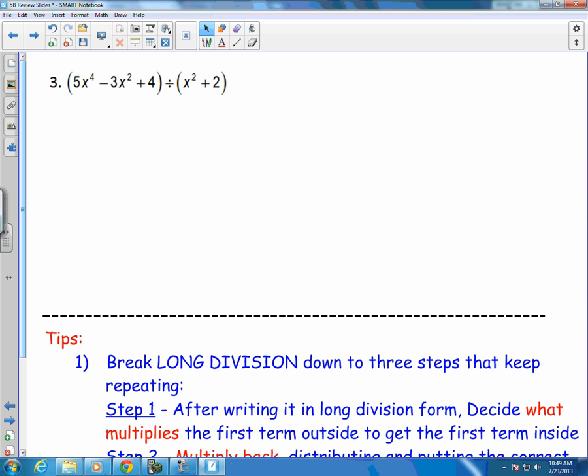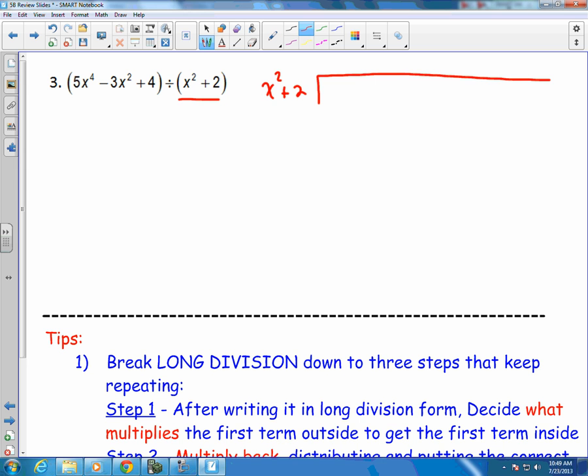Here's one where you can't do synthetic division. A lot of students are like, can't I just do synthetic, please? And this one you cannot, because x squared plus 2 is what you're dividing, and you can't break that down. There's no number that you're going to put out in front with synthetic.